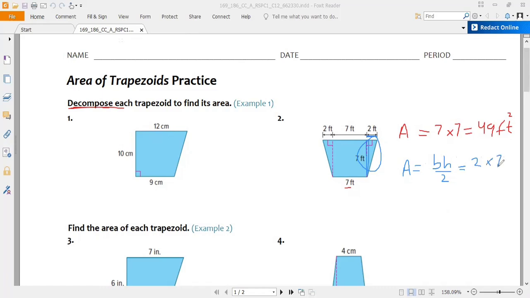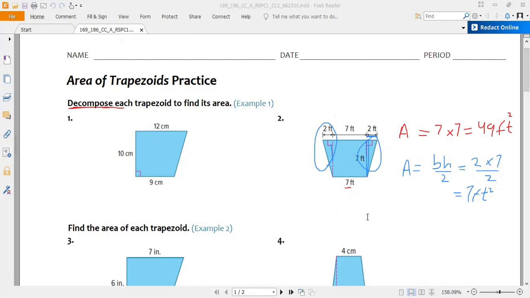We multiply 2 by 7 and then divide by 2. Now 2 times 7 is 14, and 14 divided by 2 is 7. So 7 feet squared. We separately find the area of the rectangle inside and these two small triangles. The one with the right angle is 7 feet squared. But if you look at the other side, there is another triangle with the same base 2 and the same height 7. It means the area of the second triangle will also be 7.